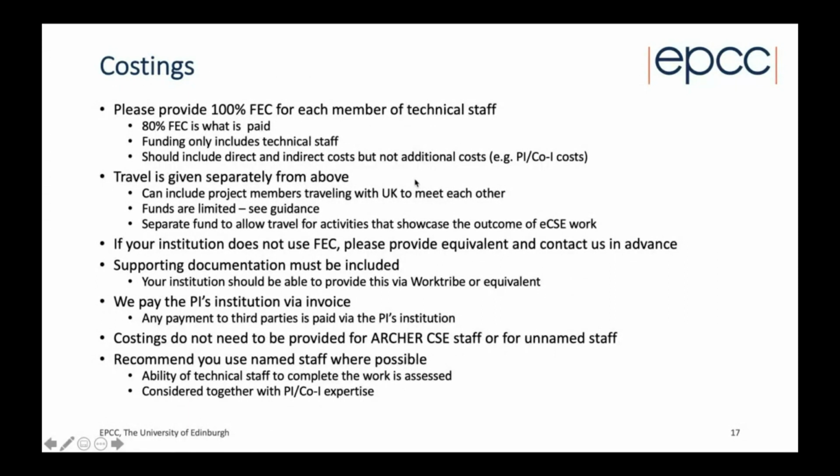For each member of technical staff, you need to provide their costings. We use what's known as the full economic costing, the FEC model here. Your university should know what that is to get you a costing. You put in the 100% FEC, and we then would pay 80% of that. That's a standard thing. Funding should only include technical staff. So that should include any direct and indirect costs. So it's not just salary, but should not include what's known as additional costs, so PI costs, co-I costs, etc. If you have any questions about that, just get in touch, okay?